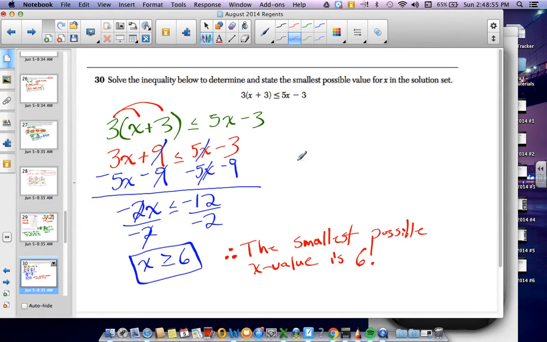It should be a little reminder too, because if you forgot to flip the sign, you would have got x is less than or equal to 6. So when they ask for the smallest possible value, the answer would be like negative infinity there. So that hopefully was a little cue in case you did forget to flip the sign, what you should have done.